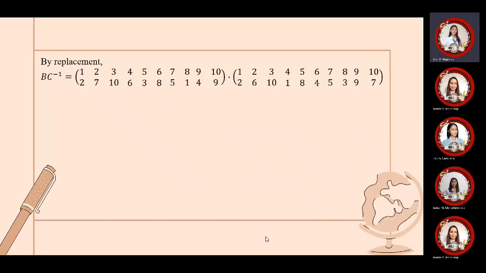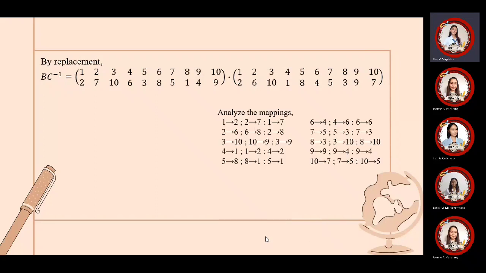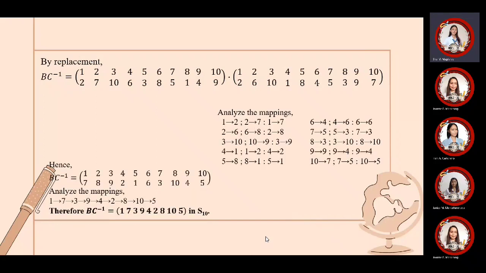By replacement, so this is the answer. Then, by analyzing the mappings, we will have B inverse of C: 1 maps to 7, 2 maps to 8, 3 maps to 9, 4 maps to 2, 5 maps to 1, 6 maps to 6, 7 maps to 3, 8 maps to 10, 9 maps to 4, 10 maps to 5, and the one-line notation is 1, 7, 3, 9, 4, 2, 8, 10, 5.